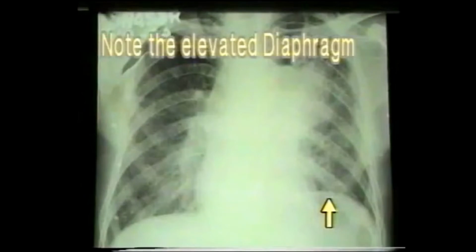Next, note that the left diaphragm is raised, indicating a collapse in the affected segment due to an obstruction in the bronchus.